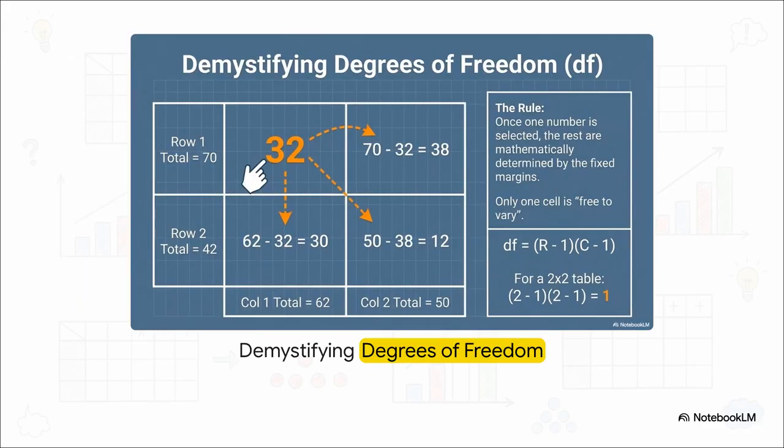Real quick, before we look at our result, we need to demystify some essential statistical jargon. Degrees of freedom. Sounds intense, right? Actually, it's pretty simple. Think of a 2x2 contingency table like a tiny 4-square Sudoku puzzle. Because our marginal totals are fixed in place, how many cells are actually free to vary? Just 1. Once a single number is selected, say we lock in 32 in the top left, the rest of the cells are mathematically locked in to keep the totals accurate. So for any 2x2 table, our degrees of freedom literally just equals 1.